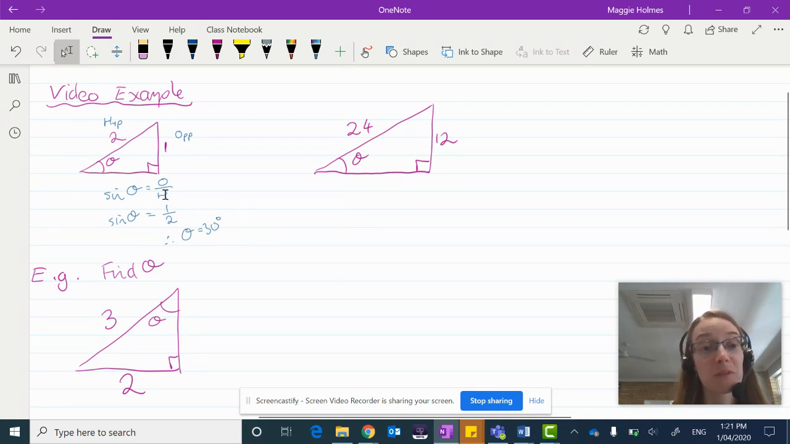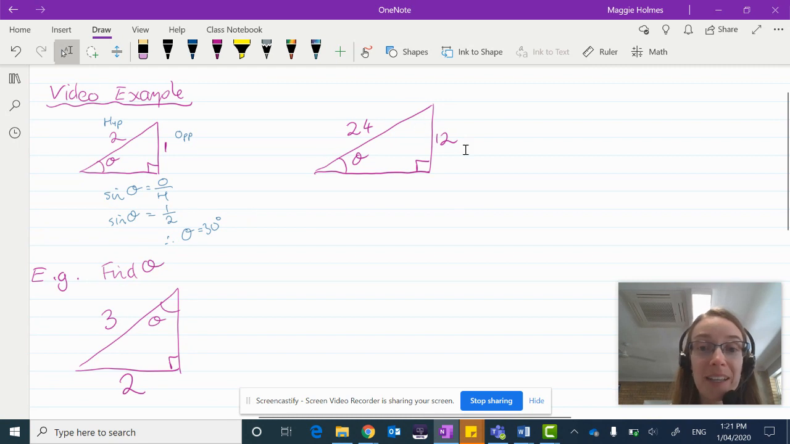Now, this one was fine because we knew that this was 30 degrees. We knew this from a previous video, as I said. But if you don't know what it is, you haven't memorized it or you've forgotten, and it's not something that you're expected to do, is memorize them. This is how your calculator can help you find the angle that goes with that ratio. So we will do these two triangles.